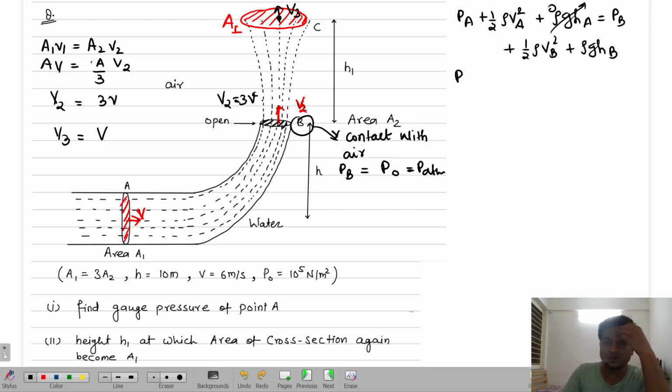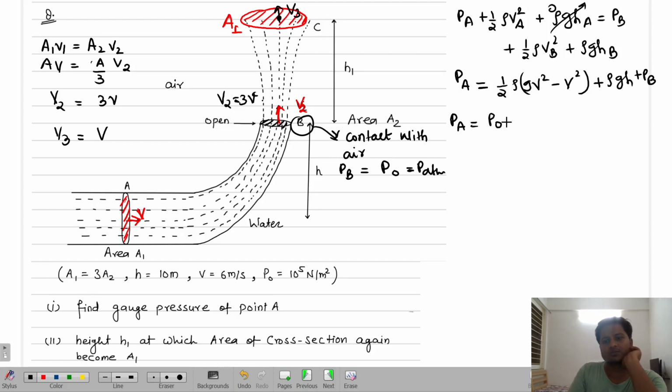P of A is equal to half rho V of B squared. You got to know V of B is 3V, so half rho 9V square plus rho g h of B. h of B is the given height H, so rho g H. Is that clear? Plus P of B. So P of A is equal to P of B, which is atmospheric pressure, plus how much we are going to get?